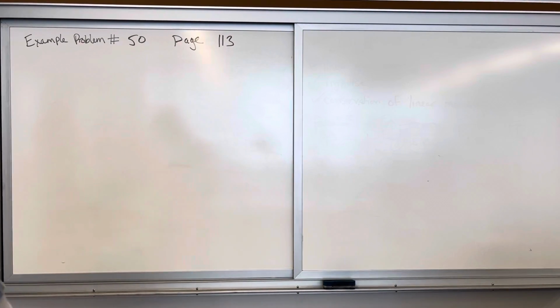We'll look at example problem number 50 on page 113 of the textbook. It's in chapter 6 on momentum. The question reads, does a defensive end with a mass of 120 kilograms running at 6 meters per second have a larger or smaller momentum than a running back with a mass of 100 kilograms running at 8 meters per second?